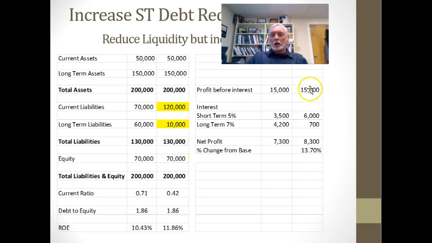However, my income goes up because I've substituted cheaper money, short-term money, for more expensive money, long-term money. My long-term interest goes down, my short-term interest goes up, but overall, my profit goes up because my overall interest is down. So now I'm going to earn 13.7% more, and that translates into an 11.8% return on equity. All I've done is do short-term instead of long-term, or long-term instead of short-term.